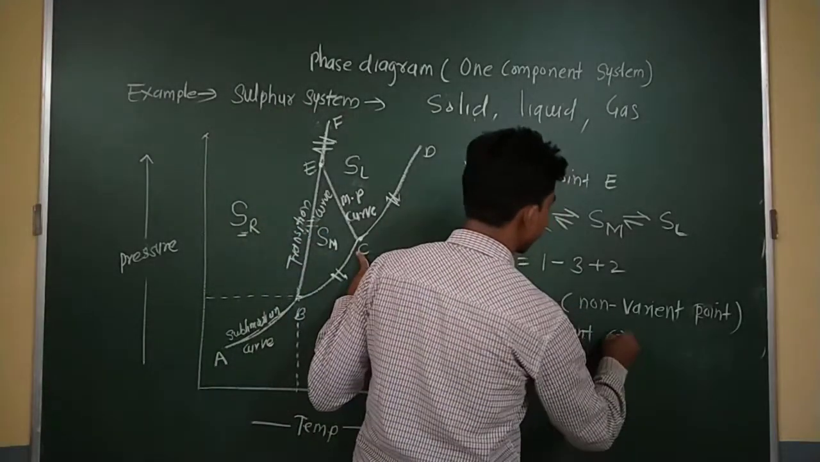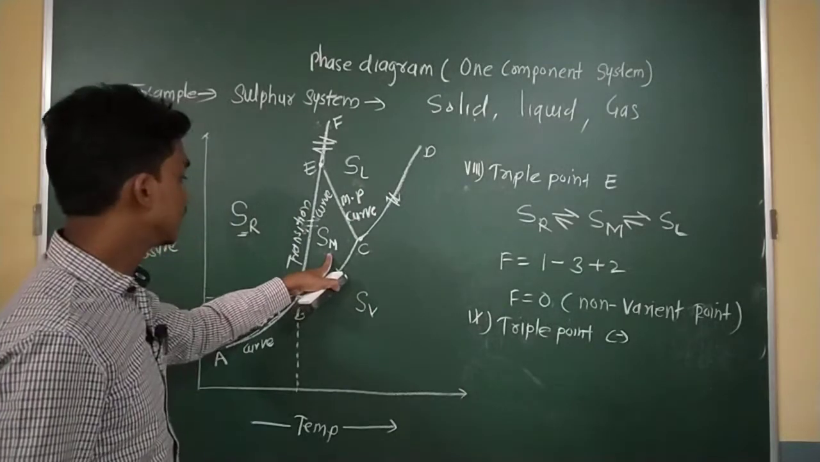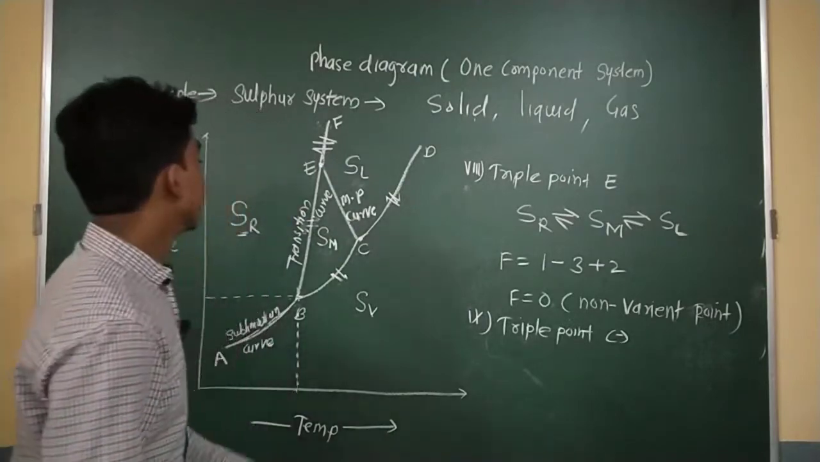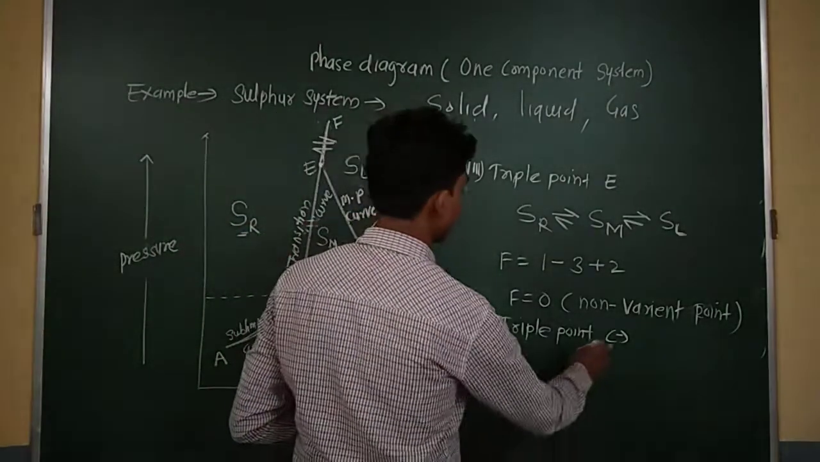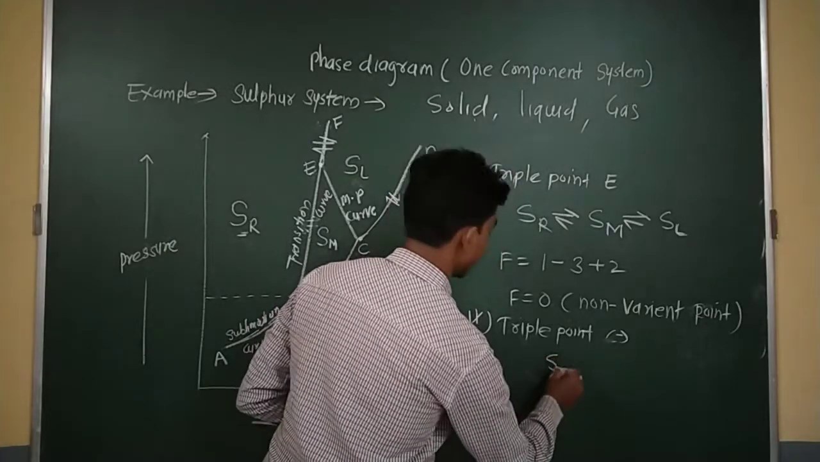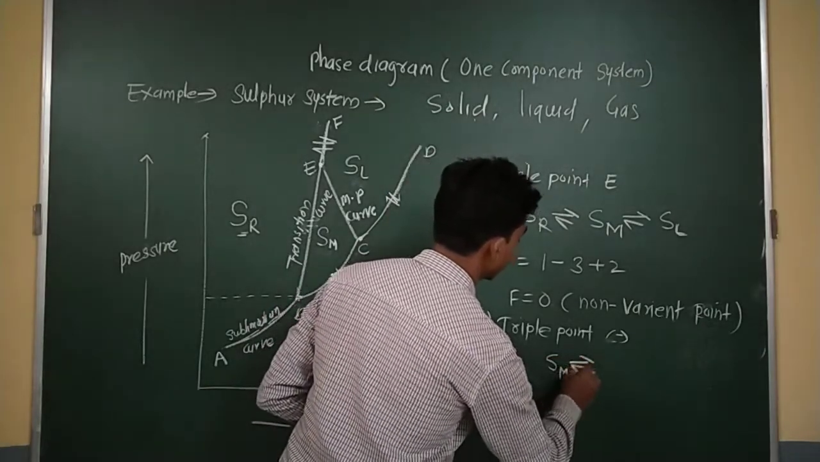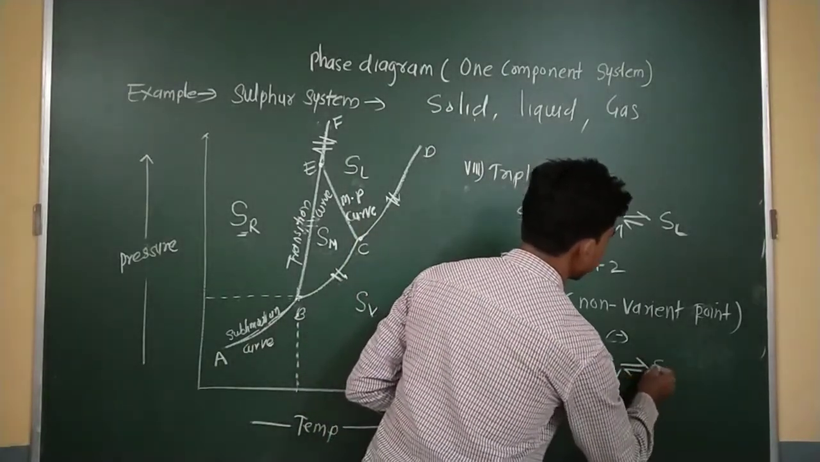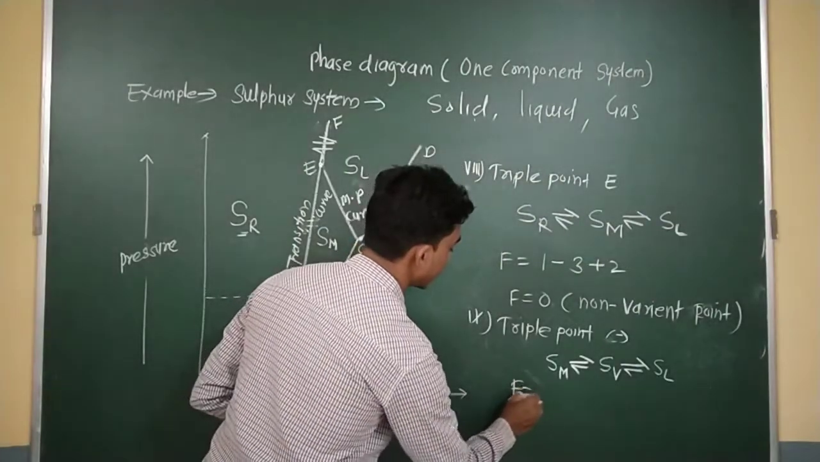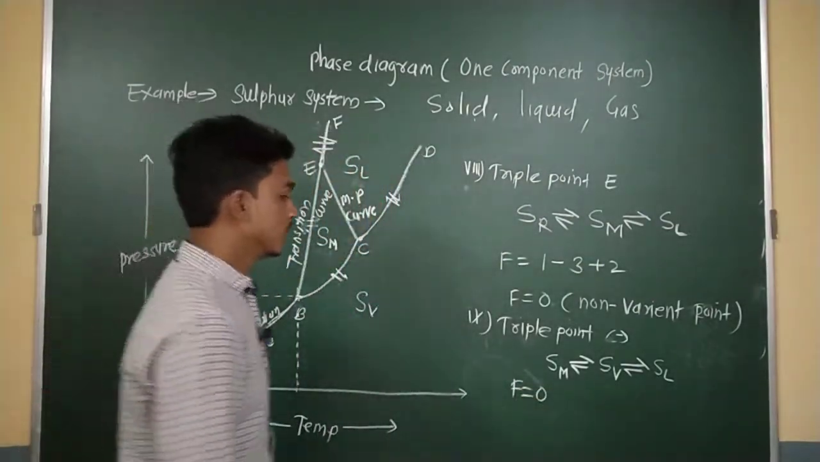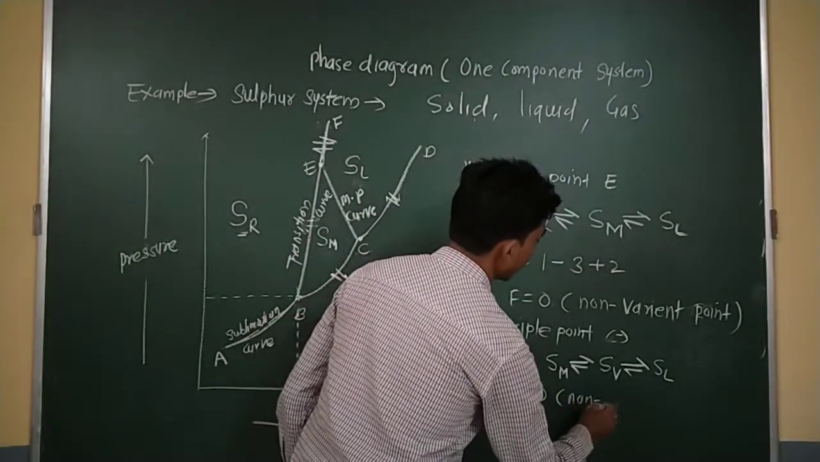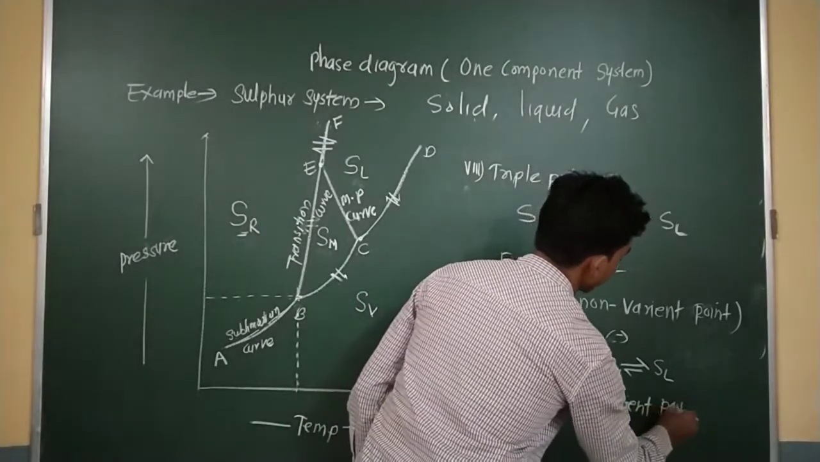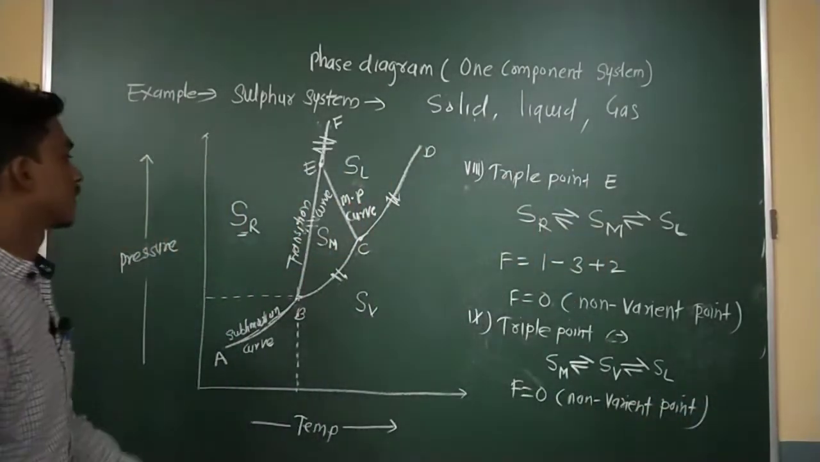Now the next triple point, C. Triple point C indicates that SM is in equilibrium with SV, and this SV is in equilibrium with SL. Sulfur in the monoclinic form is in equilibrium with SV, which is in equilibrium with SL, and at that point also F is equal to 0. That means this point is also a non-variant point.